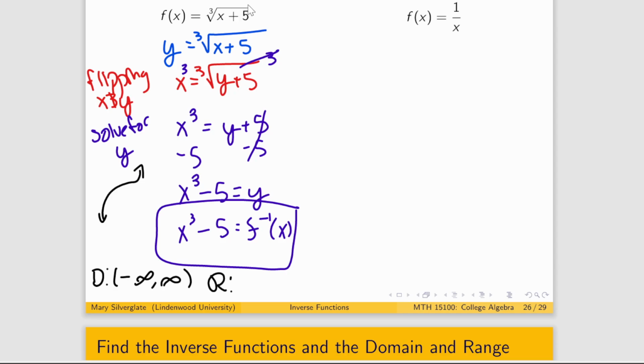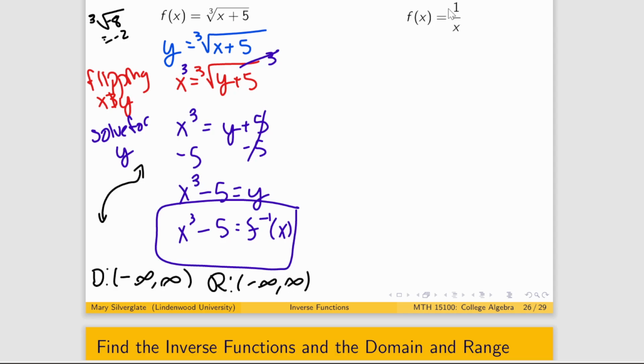You might be going, wait, there's a root. I've got to set that greater than or equal to 0. That's only true for even-powered roots. For cubes, you're fine. For example, the cube root of negative 8 is just negative 2. Because a negative 2 times a negative 2 gets you a positive 4 times another negative 2 gives you negative 8. So you are allowed to plug negatives underneath cube roots. And because the domain of the original is negative infinity to infinity, the range of the inverse is negative infinity to infinity.